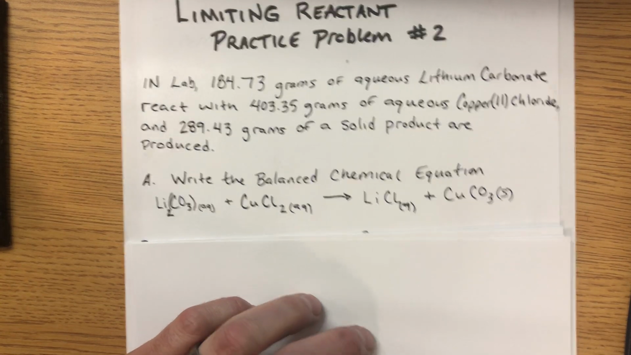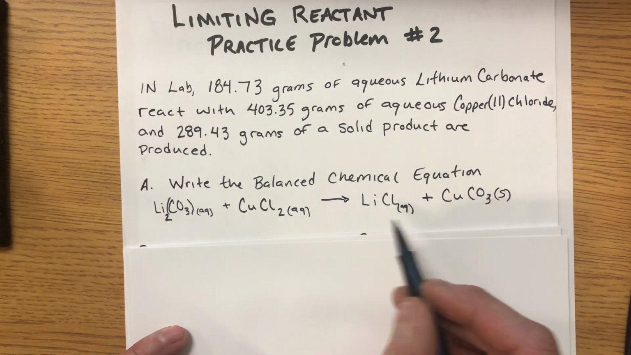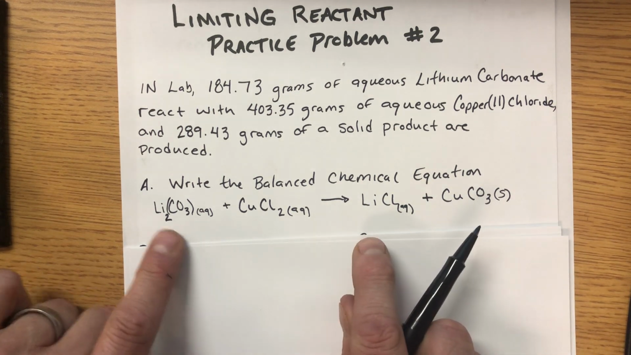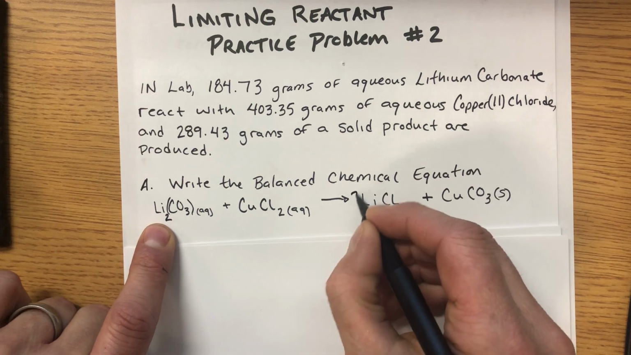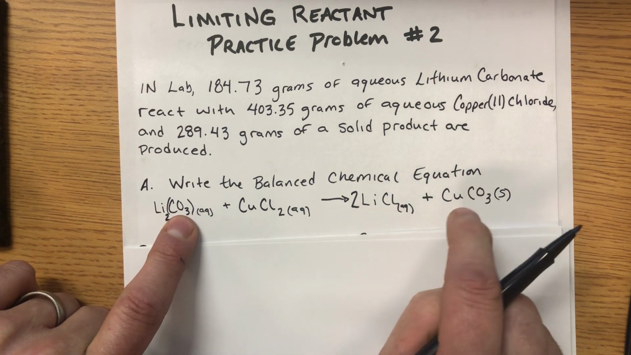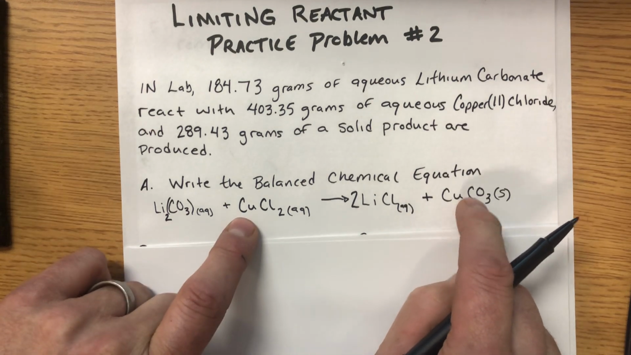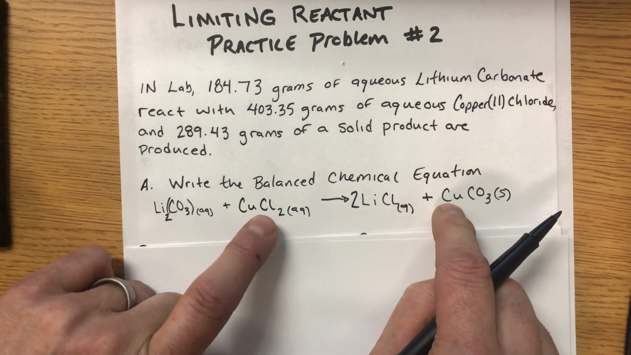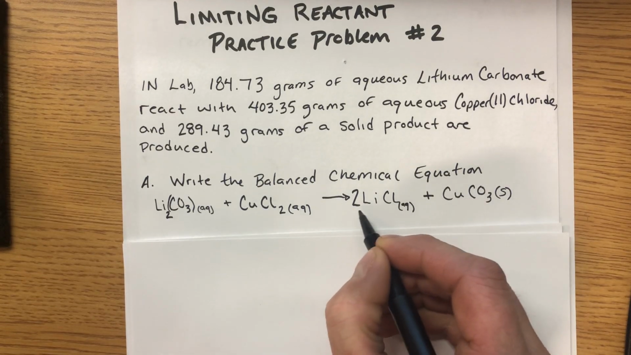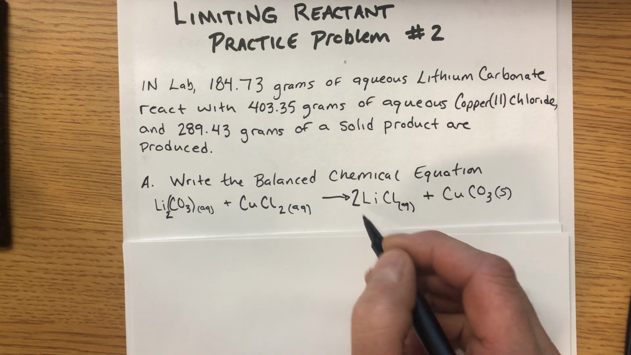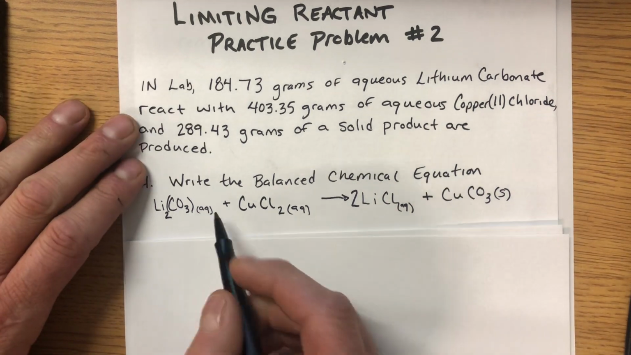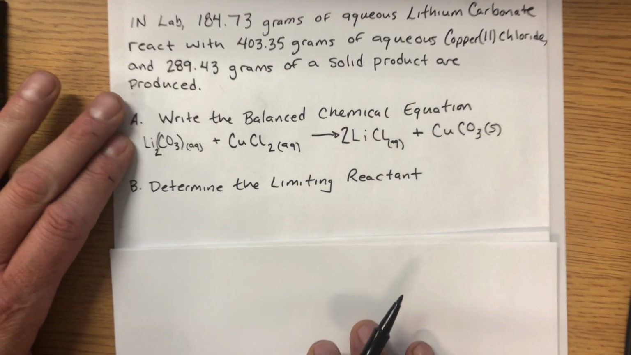So let's go ahead and balance the equation now that we've got it written out here. So we'll do this just kind of quick. 2 lithiums, it looks like we need a 2 here. 2 lithiums, 2 lithiums, 1 carbonate, 1 carbonate, 1 copper, 1 copper, 2 chlorines, 2 chlorines. Good. So this is balanced with just the 1 coefficient here on the lithium chloride. So that's going to make things easy for us. Okay, balanced equation, done.